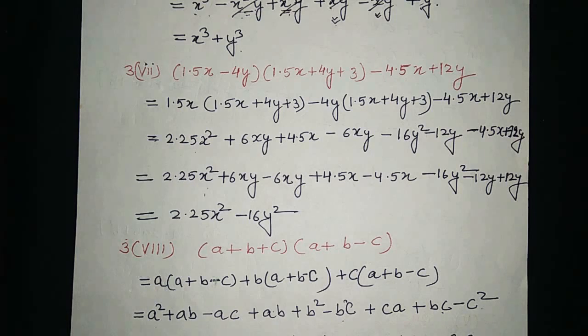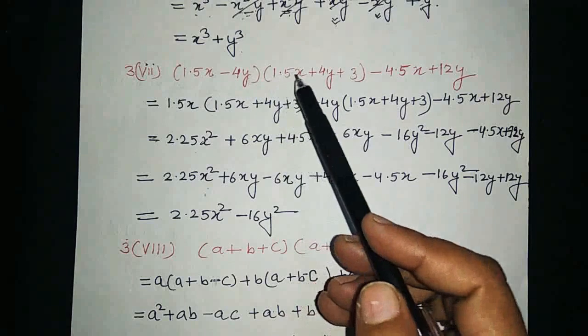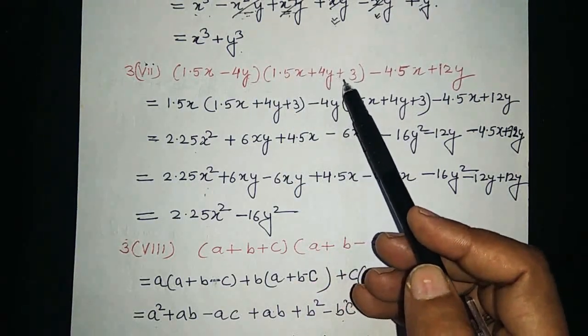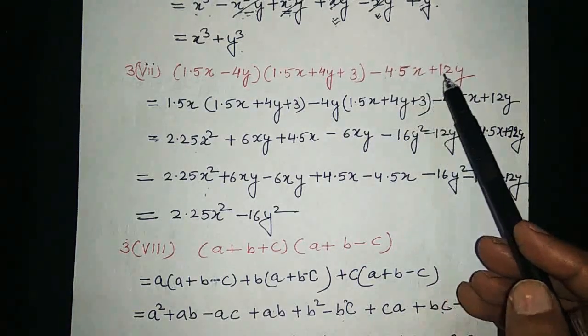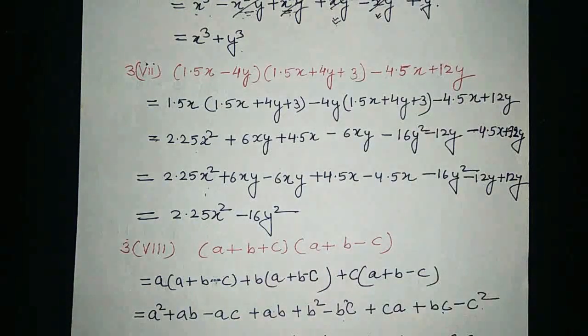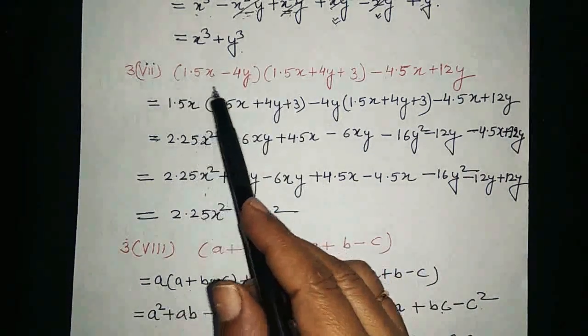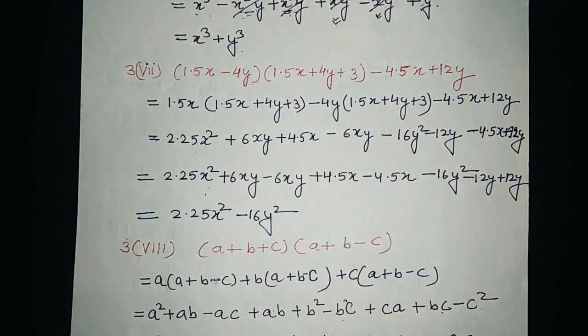Now children, see the 7th part of question number 3. The question is (1.5x minus 4y) into (1.5x plus 4y plus 3) minus (4.5x plus 12y). Here we have to solve this expression. To solve this question, first we will multiply this binomial with this trinomial.